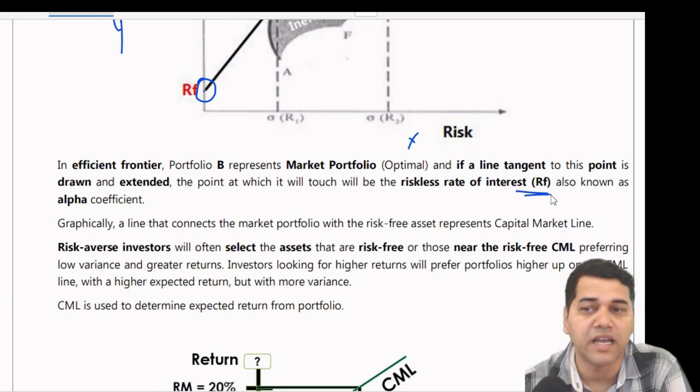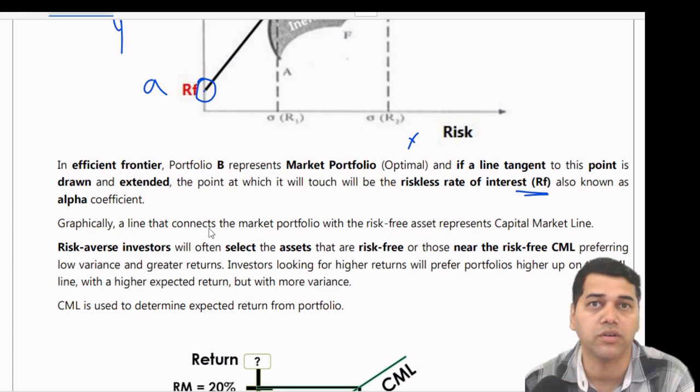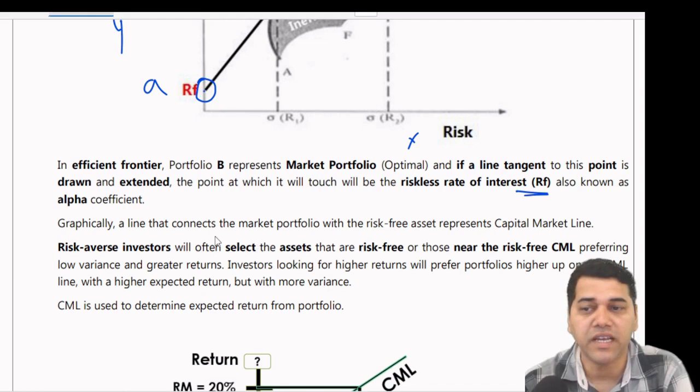Remember, this is the minimum. This is risk-free. This will be their minimum anyhow. You do whatever you want to do on the earth. This is the minimum. That's called alpha. Graphically, a line that connects the market portfolio with the risk-free asset represents the capital market line. Like I told you, this line graphically is called the capital market line.